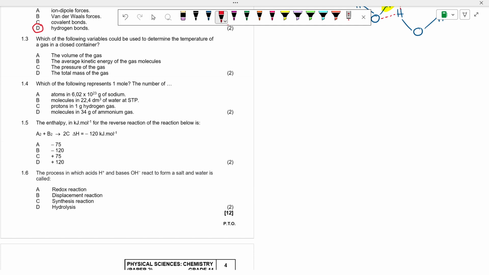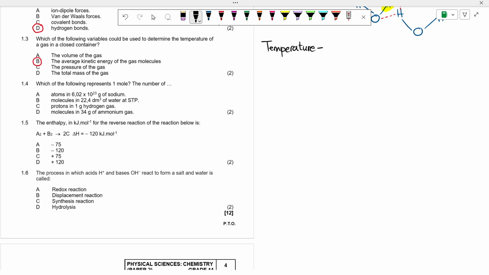Okay, 1.3, which of the following variables could be used to determine the temperature of a gas in a closed container? Okay, that's a good question. Also an application of intermolecular forces. Let's see which one is the correct option. You have to refer to the definition of temperature. It's B. Yep, that's correct.